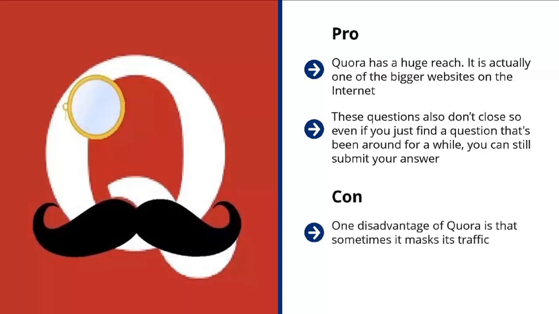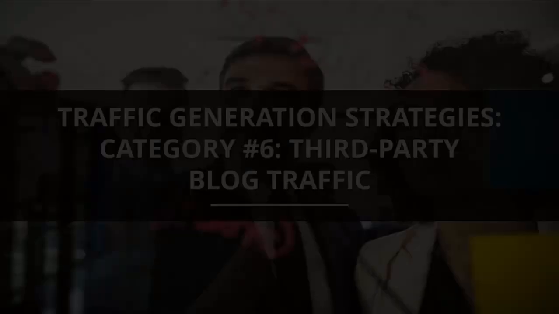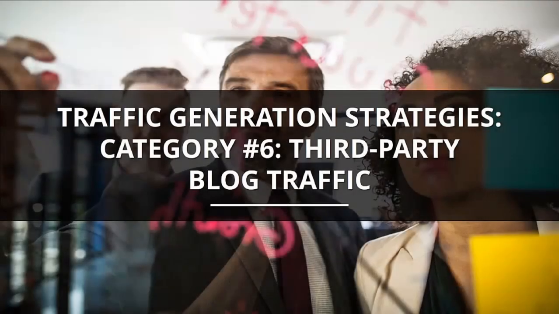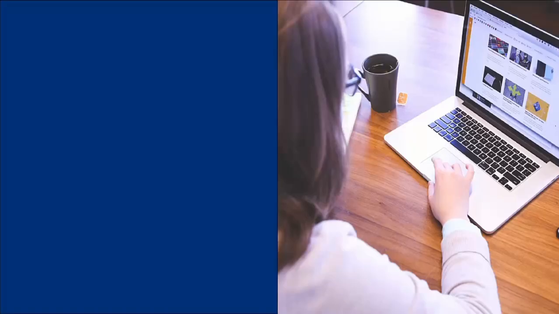Con: one disadvantage of Quora is that sometimes it masks its traffic. You don't know for sure where the traffic is coming from. Your competitors might downvote your answer. Moreover, people can be quite touchy in certain niches regarding promotions, so if they think that you're spamming, your post might get reported. Traffic generation strategies, category number 6, third-party blog traffic.